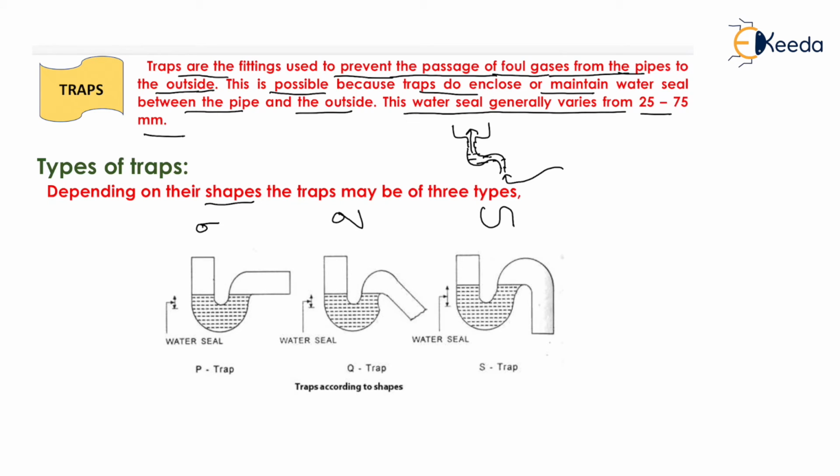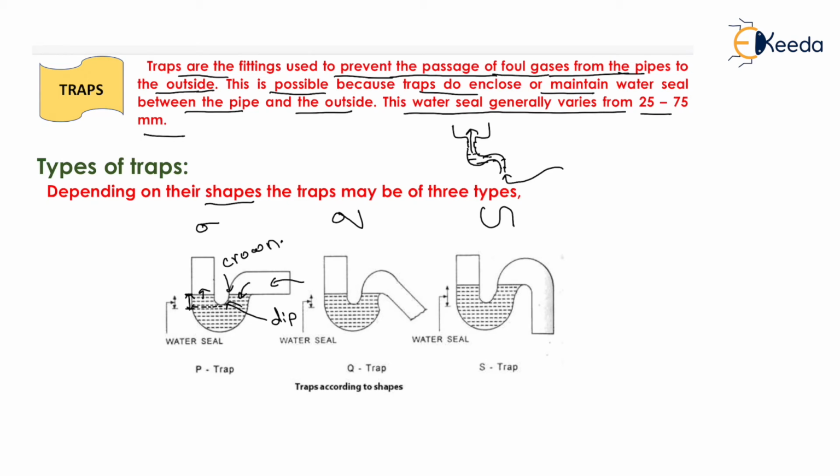Okay, now this is the crown portion, and this is the dip portion. Now this is the water seal. This level is the water seal which we need to maintain in the trap, so that it will work efficiently and does not allow any gases from the sewer to come to the WC. It will not allow any of the harmful gases or foul gases to enter from the outside sewer to the WC. That's why we need to provide the traps.